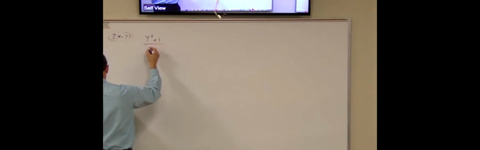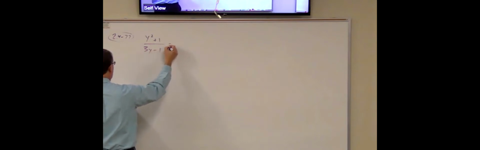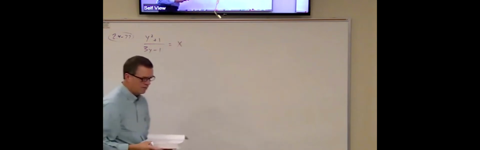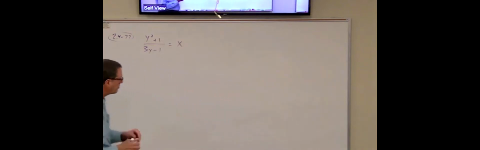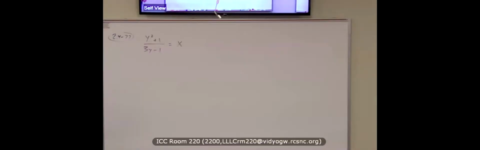Okay, so this one, number 77 on 2.4, we have an equation where y is an implicit function of x, and we're supposed to find dy by dx. So here we'll start, 2.4, number 77. y squared plus 1 over 3y minus 1 equals x. Okay, so we're to find dy by dx.